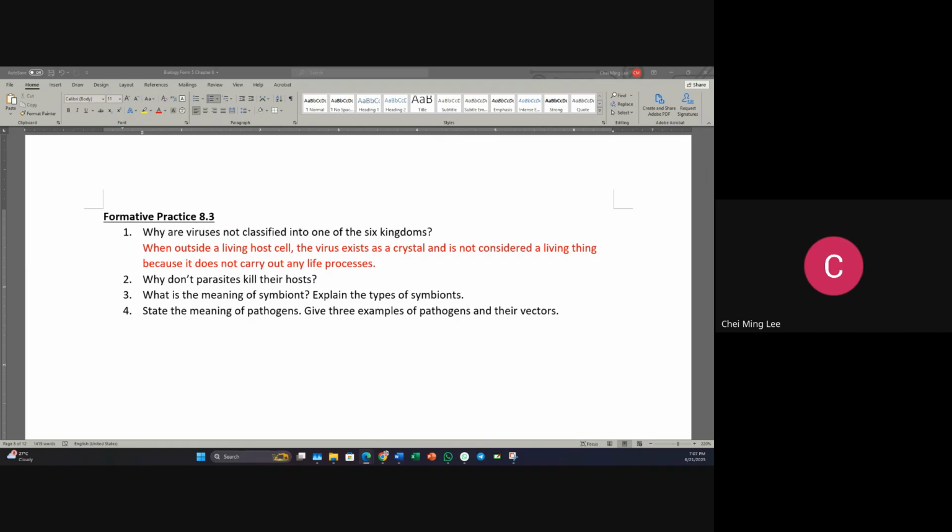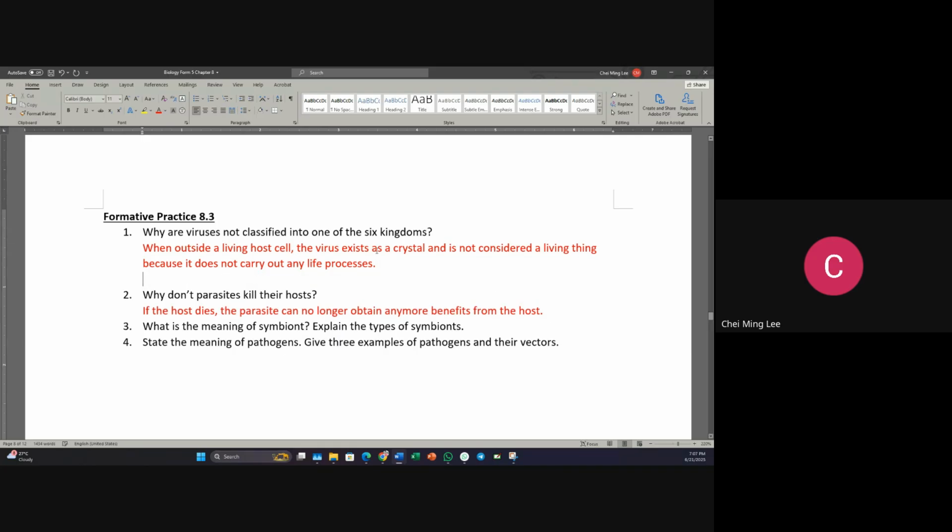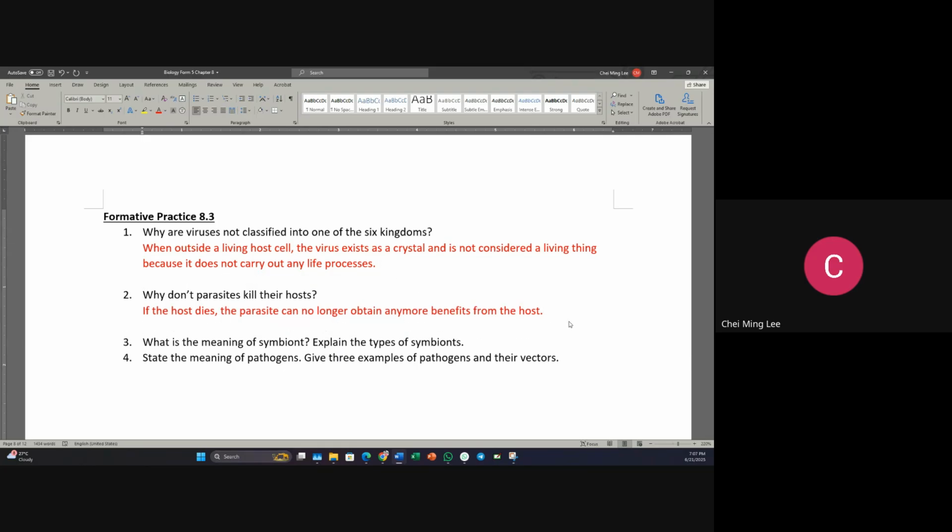So now, why does the parasite not kill its host? Because if the host dies, the parasite will no longer obtain any benefits from the host. So normally they will only make the host weak but won't kill the host. Okay, what's the meaning of symbiont? So explain the types of symbiont.